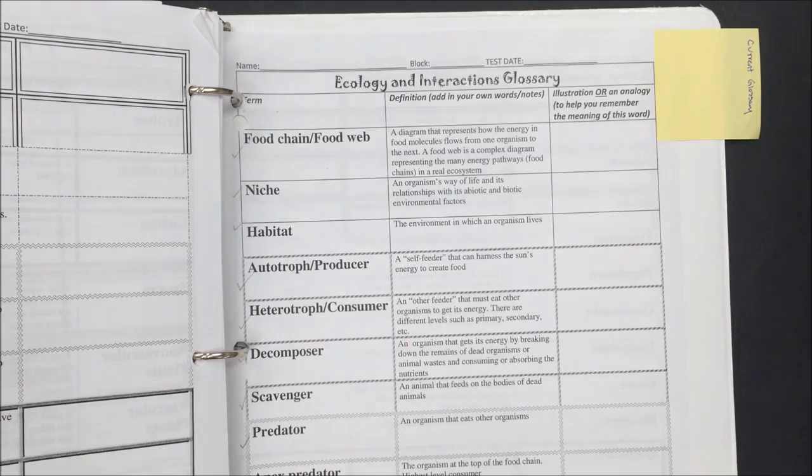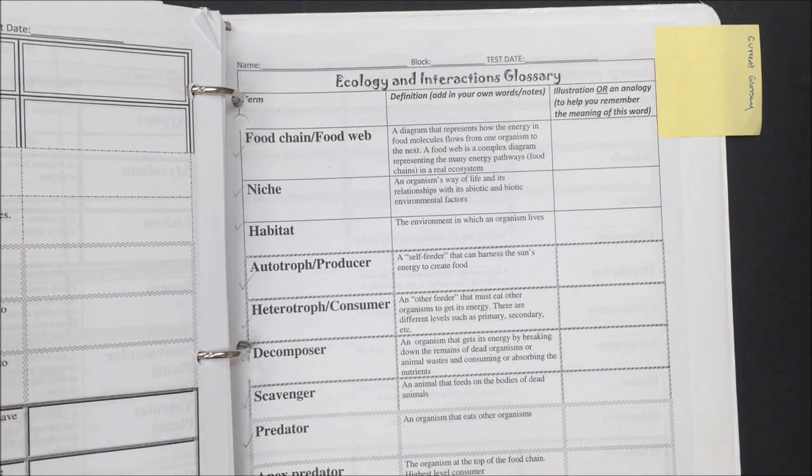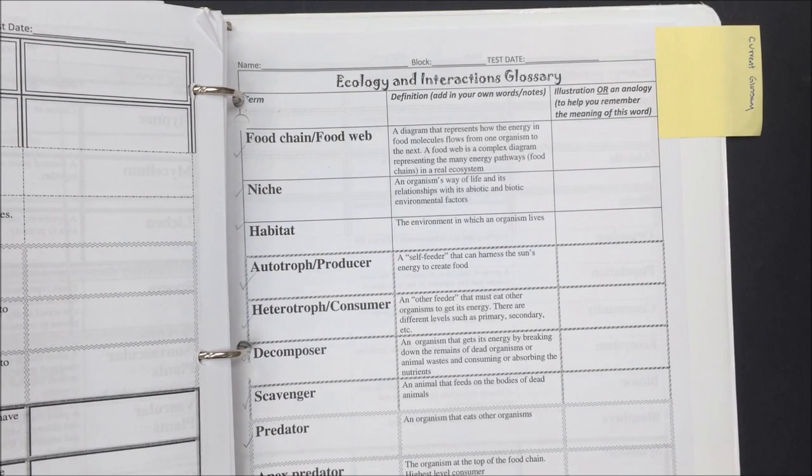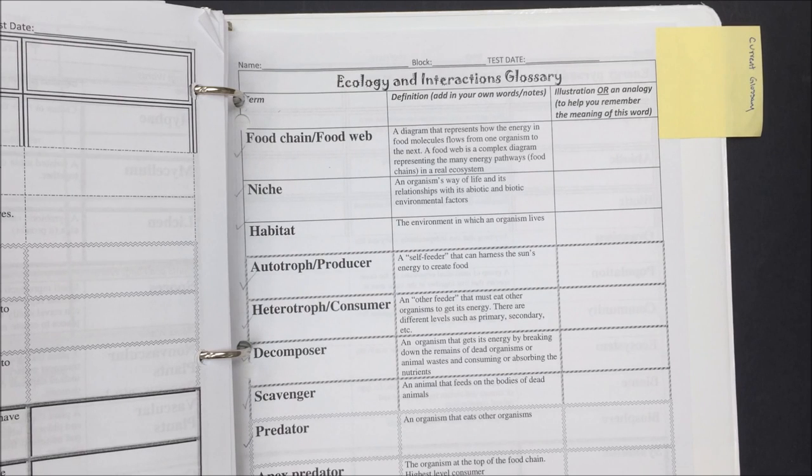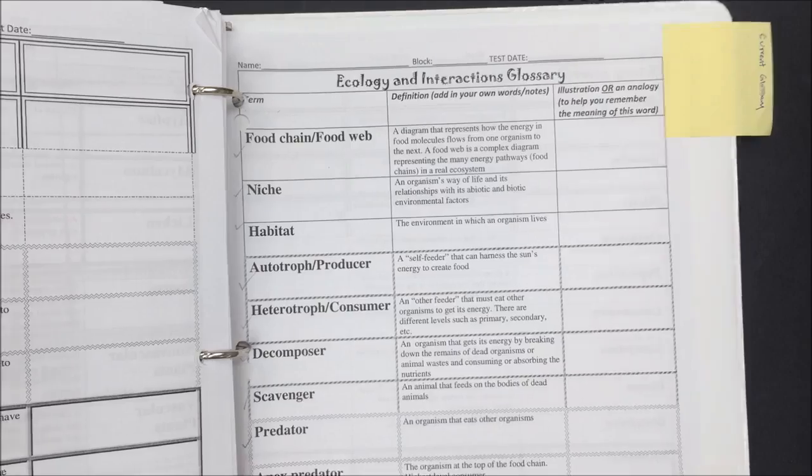As always, another great resource is your glossary. Additionally, you did a lab on predator and prey relationships, and understanding how those 2 different populations are connected will help you a lot for this test.